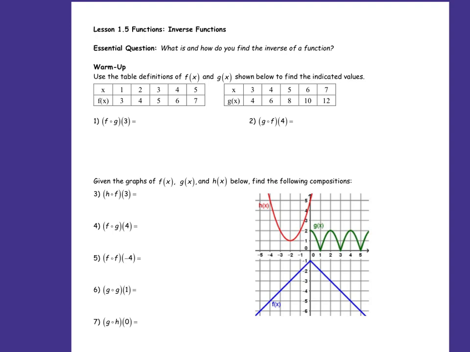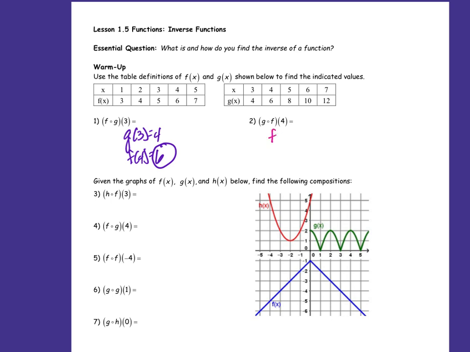And go over the warm-up first. So question 1, I want to find g of 3. And g of 3 is 4. And then I want to find f of 4. Well, f of 4 is 6. So my answer is 6.